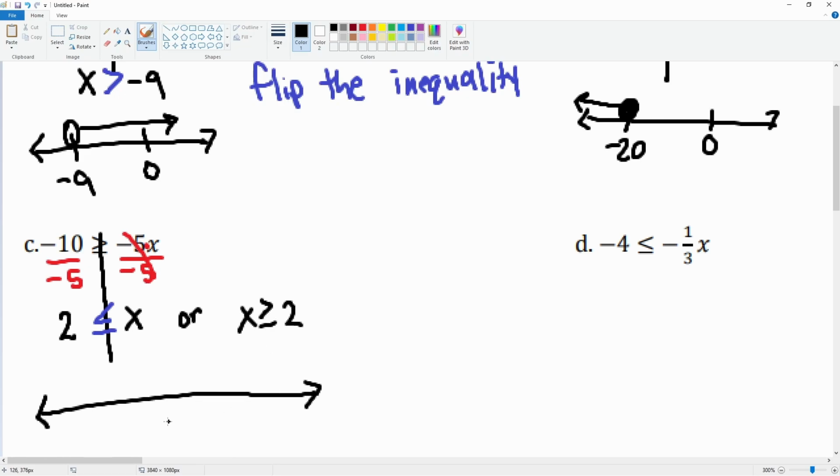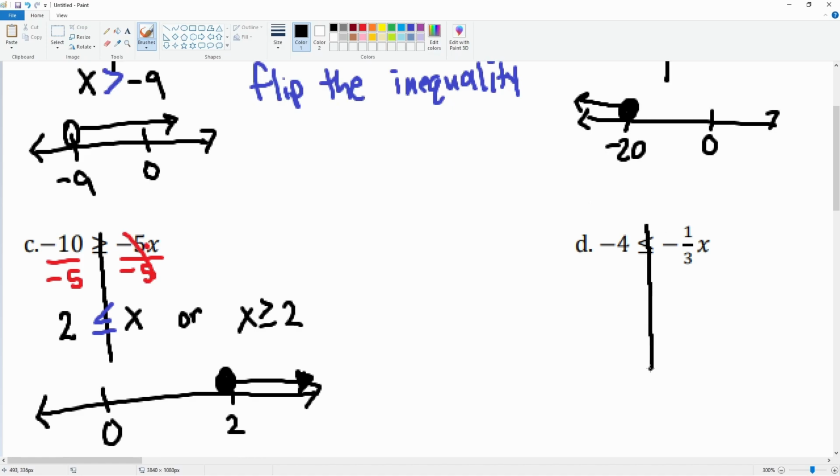Here's the number line. Here is 2. Here's the number 0. This is closed. Remember, we can read this as 2 is less than or equal to x, or x is greater than or equal to 2. So it still goes to the right. The x is still bigger.